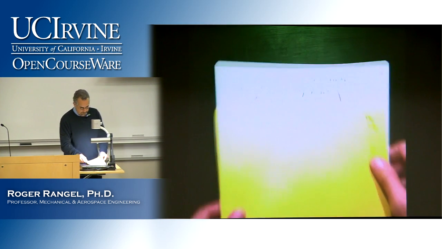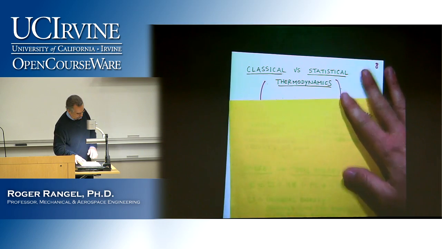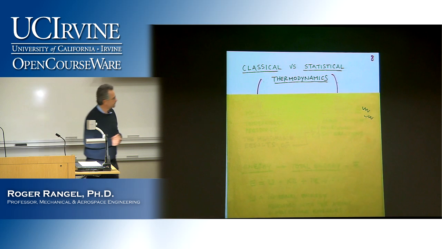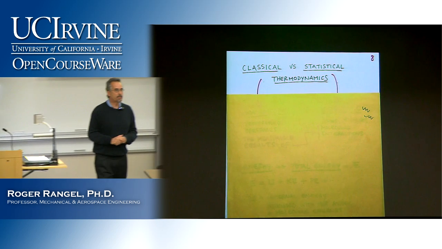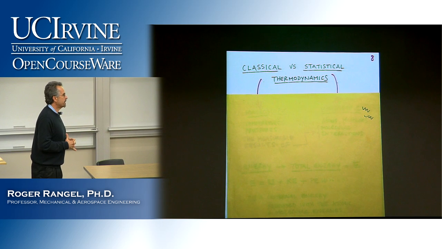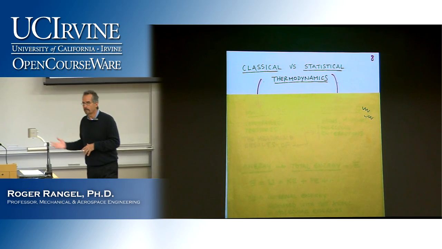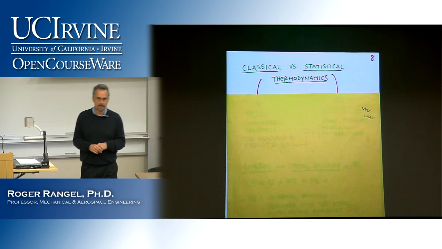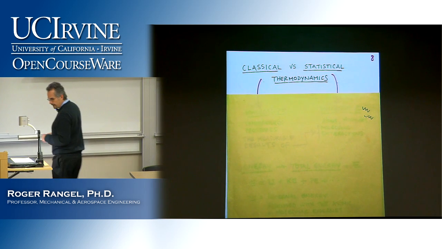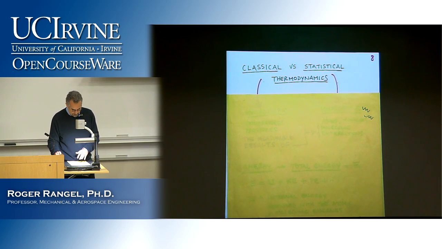Let me make a quick distinction between two ways of looking at thermodynamics. There are generally two ways to study thermodynamics. One is called classical thermodynamics, and the other one is called statistical thermodynamics. The one we're looking at is classical. So we're looking at what we know as classical thermodynamics.